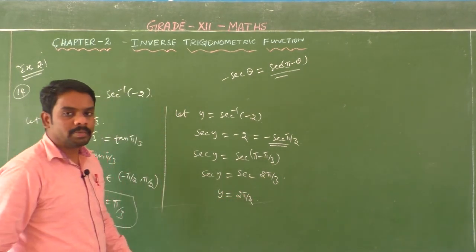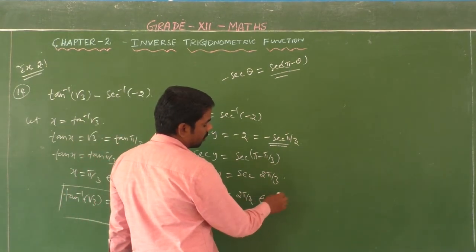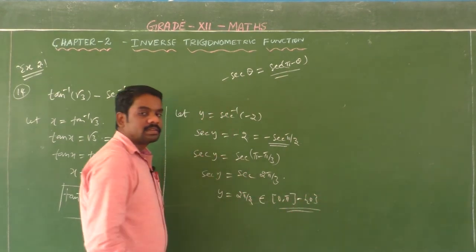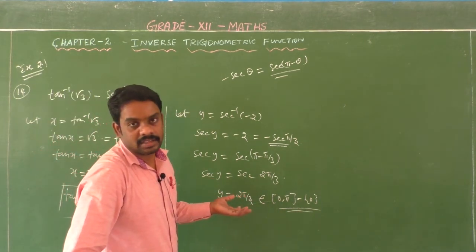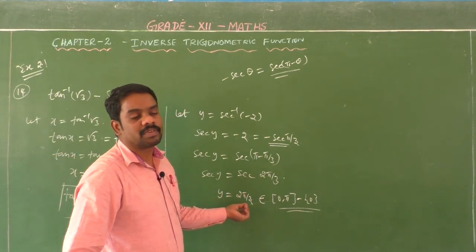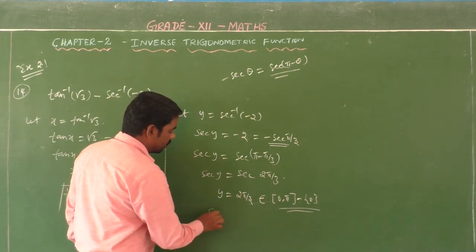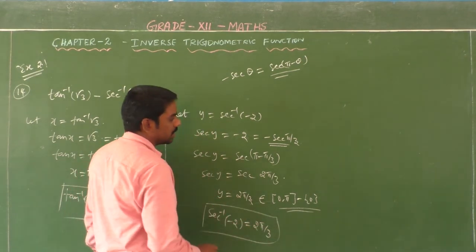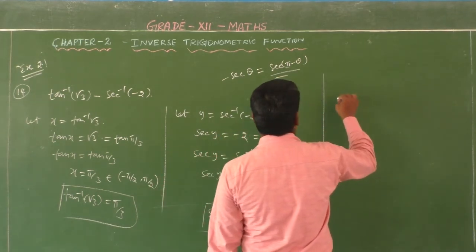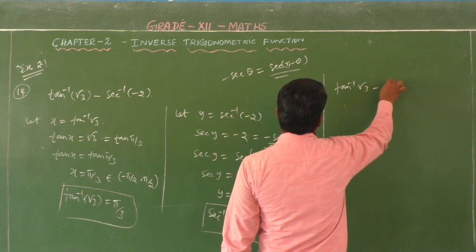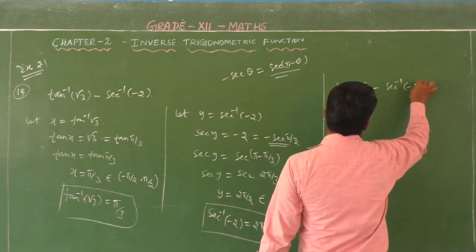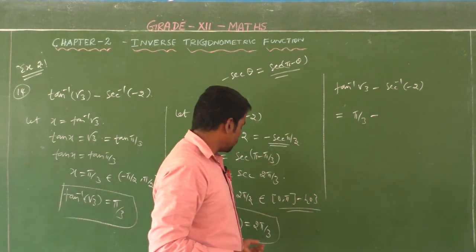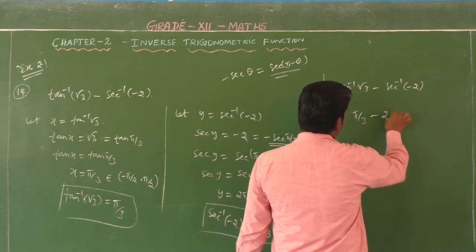Y equal to 2 pi by 3 belongs to the closed interval 0 comma pi except pi by 2. This is the principal value of secant inverse x. So the answer 2 pi by 3 belongs to the principal value of secant inverse x. Therefore secant inverse of minus 2 is equal to 2 pi by 3. So the required answer is tan inverse root 3, which is pi by 3, minus secant inverse of minus 2, which is 2 pi by 3.